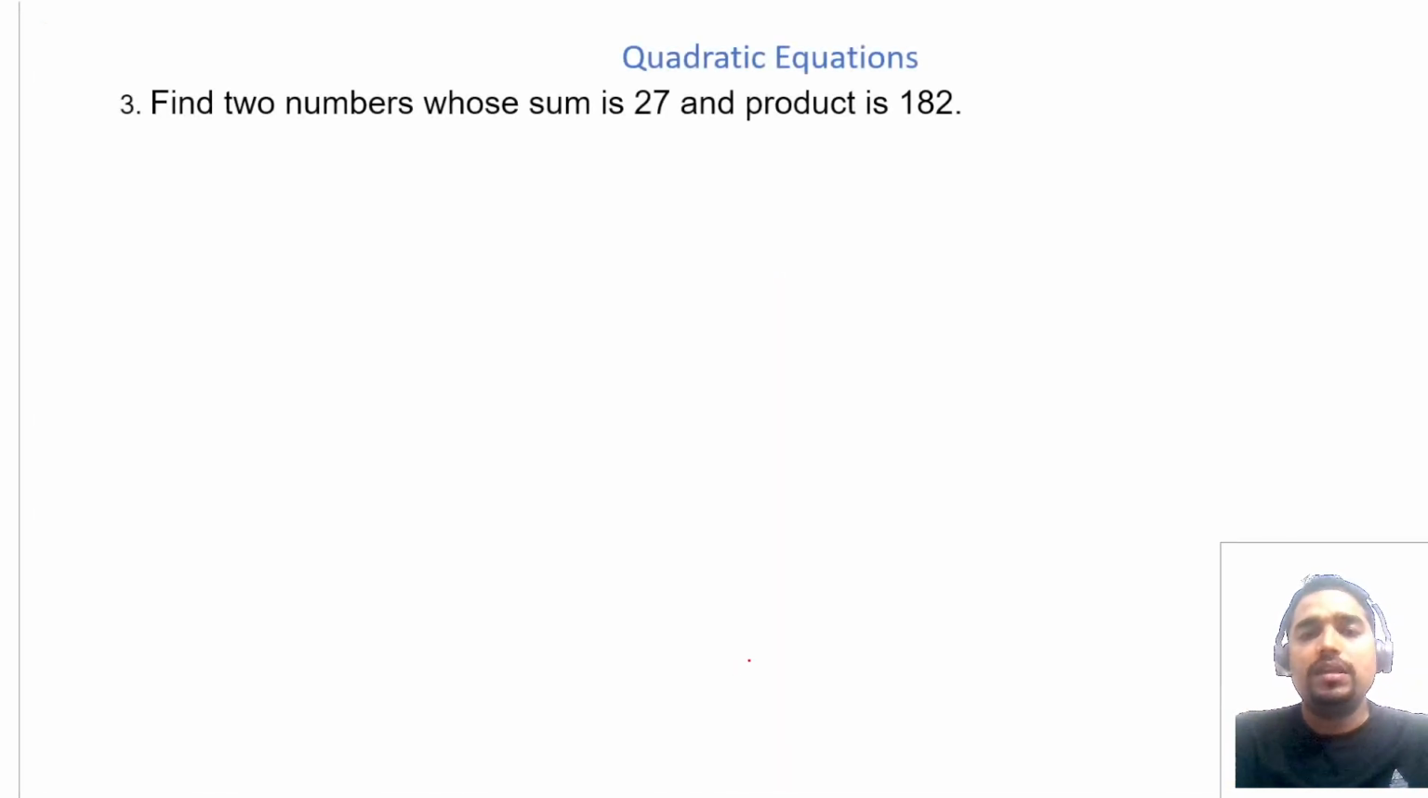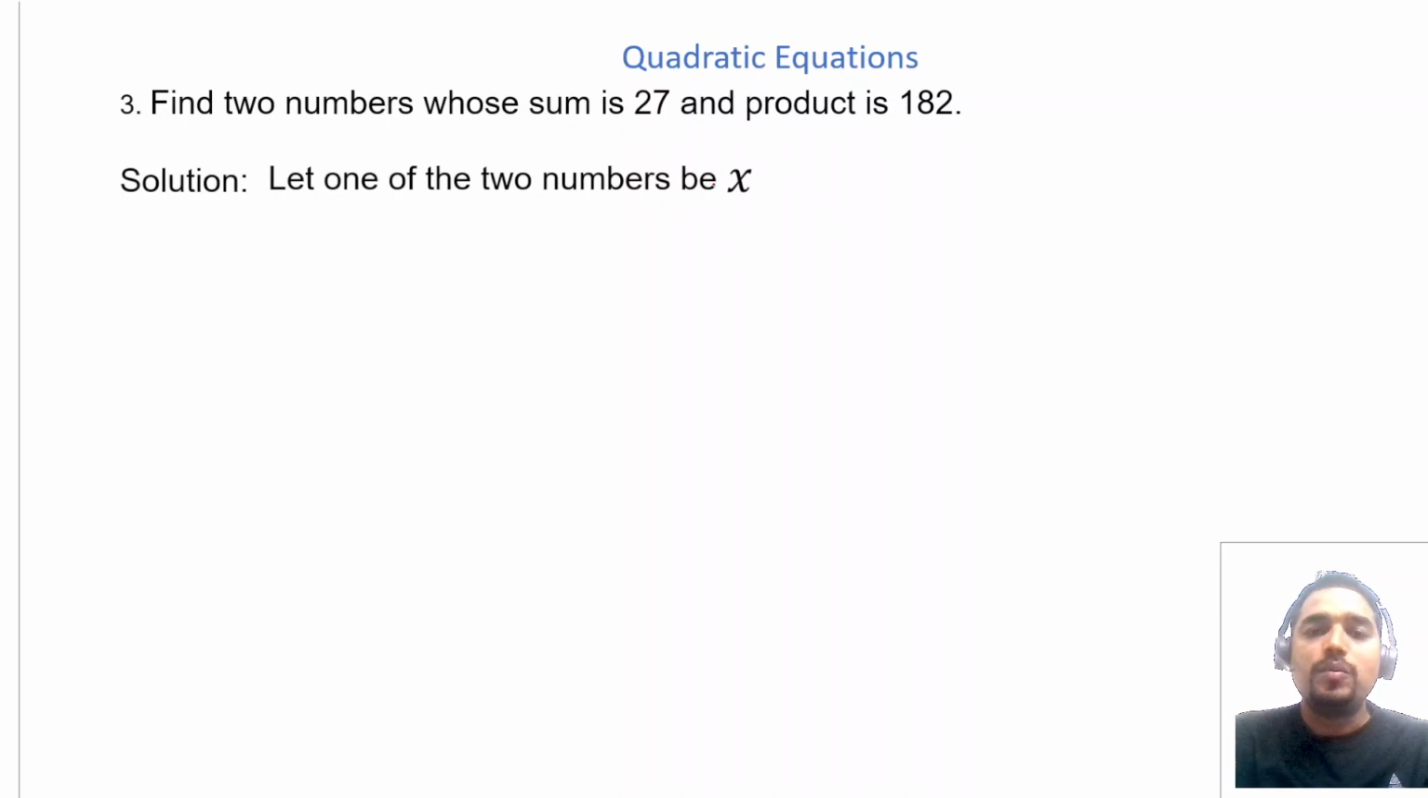The problem is noted down here, and it is about a quadratic equation, which means we will have to assume a variable as x. Now let us assume the variable as one of the numbers. That is, if one of the numbers is assumed as x, then because the sum of the two numbers is 27, the other number would be 27 minus x. Now he says the product of the numbers is 182. That is, if x is multiplied by 27 minus x, we would be getting 182.